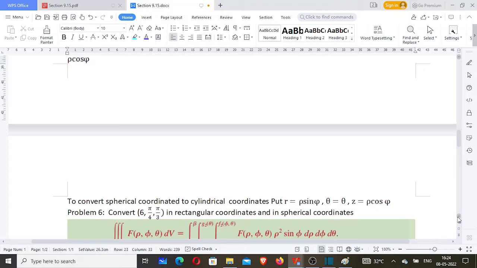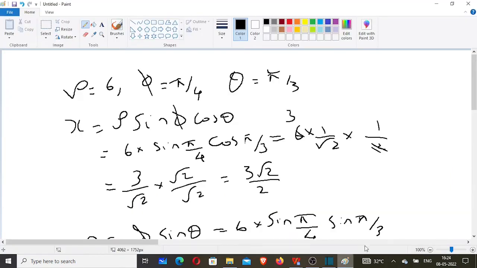So we have a problem. Convert (6, pi by 4, pi by 3) in spherical coordinates to rectangular coordinates and to cylindrical coordinates. So to get the answer, we have here rho equal to 6, phi equal to pi by 4, theta equal to pi by 3.